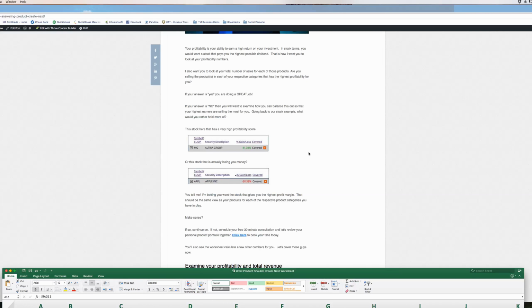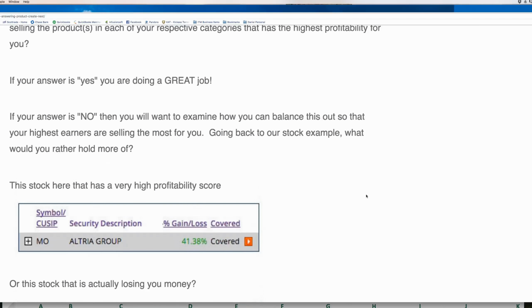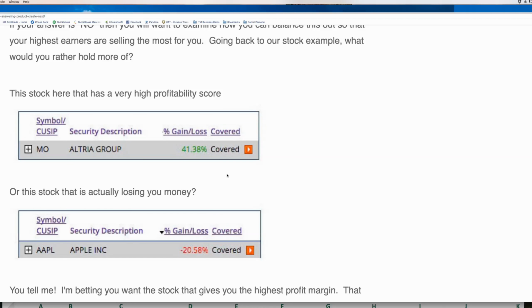And so if I kind of zoom in here, if I can, so this I actually pulled from my Scott trade, right? So these are my real stocks. And so you'll see if you're looking at this as a stock example, for the Altria group, I had a 41% return, right, of gain. And for Apple, even though I love Apple, I'm almost 21% in the hole, right? And so you can actually have entry-level products that you're actually losing money on once you start to look at that, based off of time, effort, cost to actually sell that product.